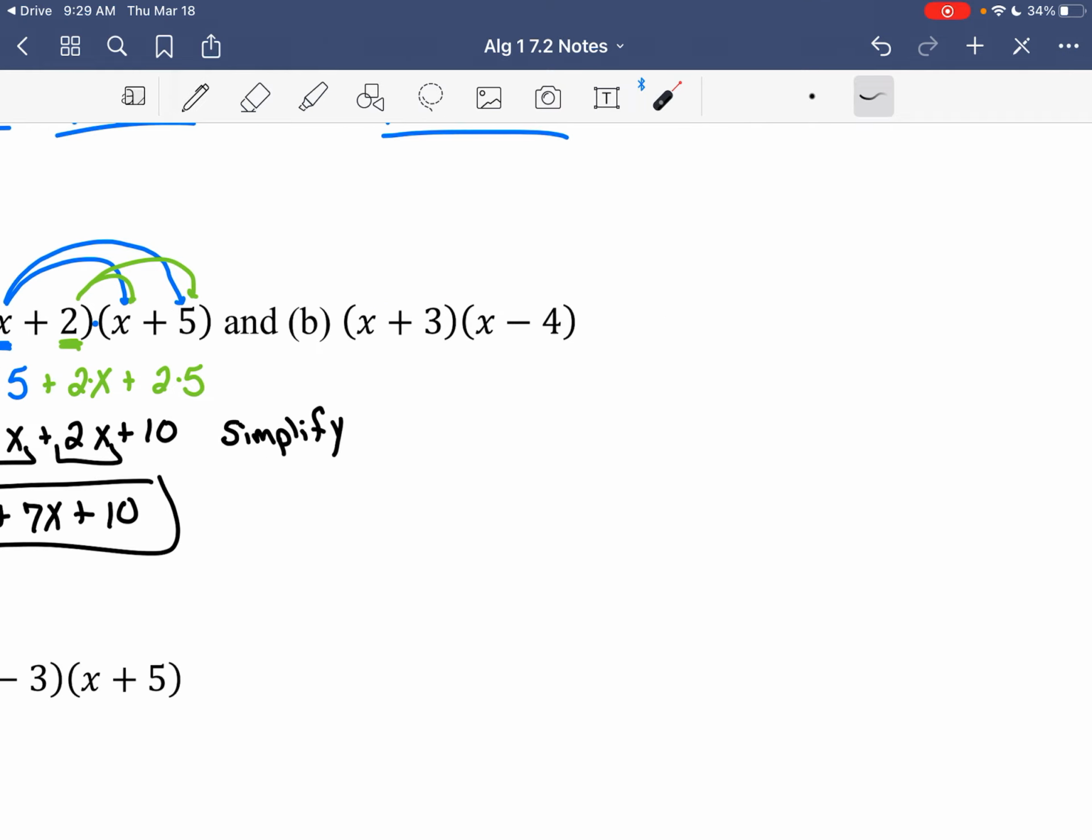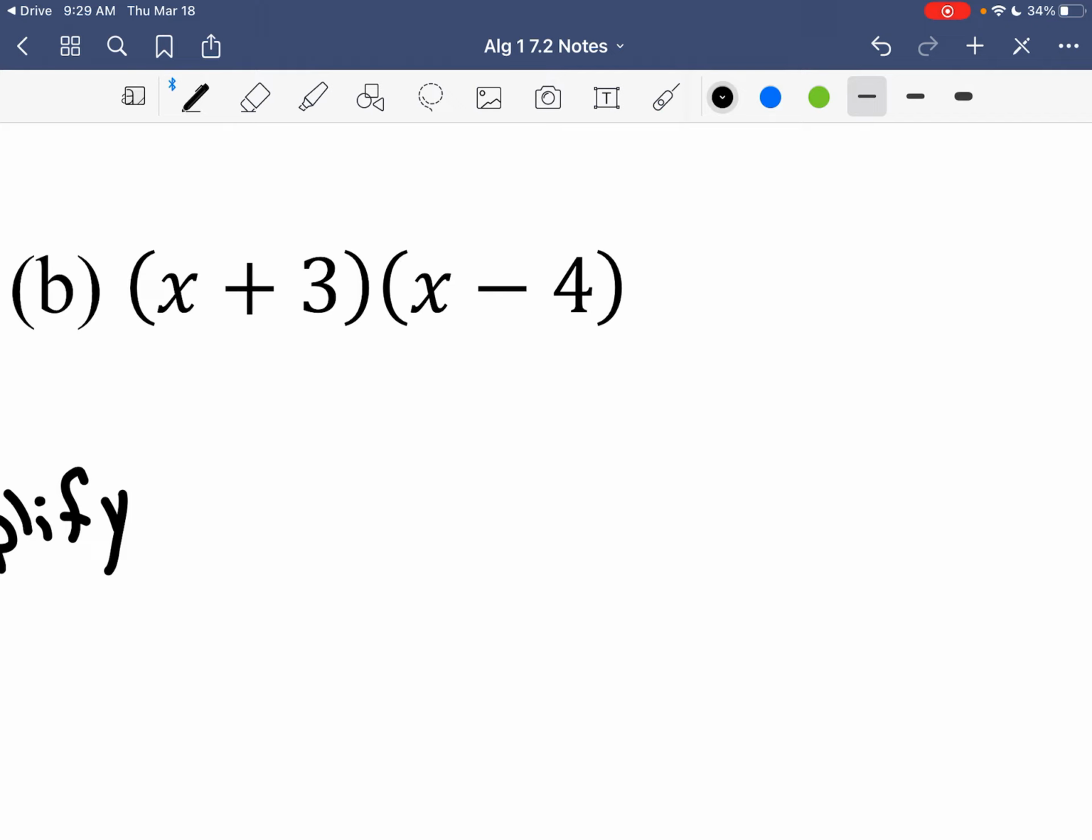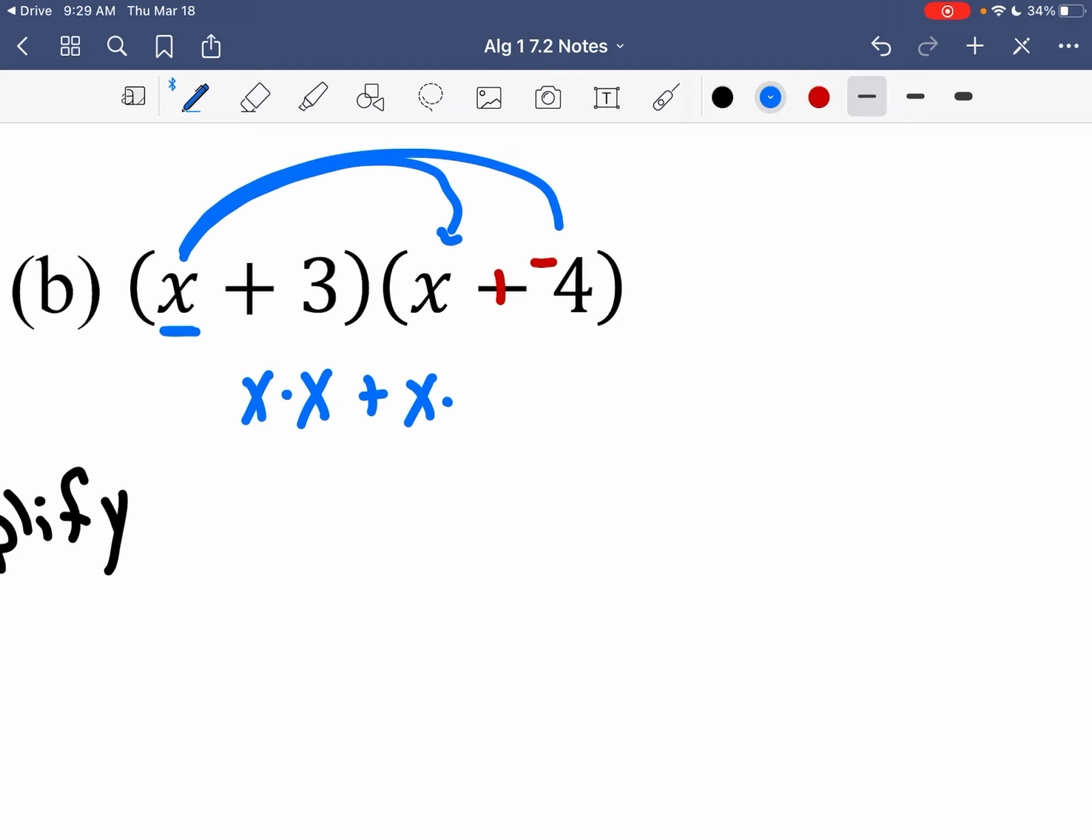Okay. All right, let's go ahead and do another one. x plus 3 times x minus 4. Here we introduce a subtract, which I'm going to write as plus a negative. That's a really important step. If not, we'll goof up. So now we again want to distribute. I'm going to distribute this x. So I'm going to take the x times the x plus the x times the negative 4, x times negative 4.